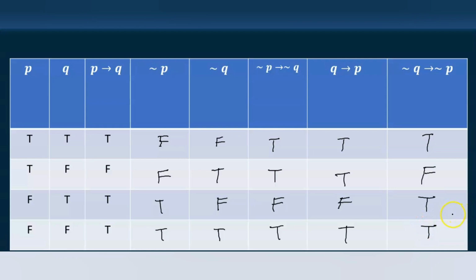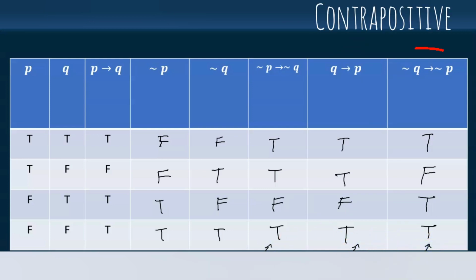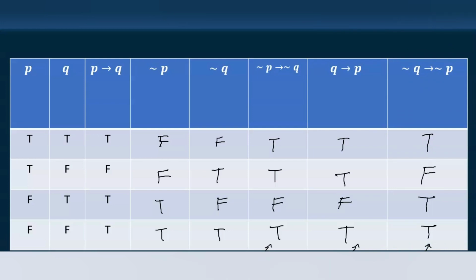Remember that the last three columns are also conditionals. Specifically, not P implies not Q is what you call the inverse of P implies Q. Q implies P is the converse of P implies Q. And the last column, not Q implies not P, is the contrapositive of P implies Q.